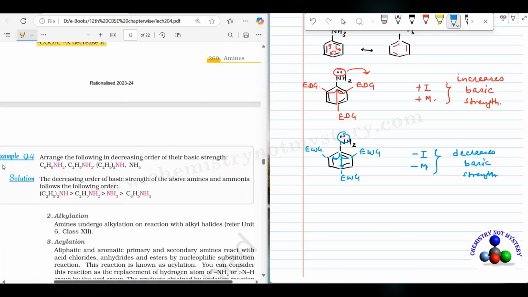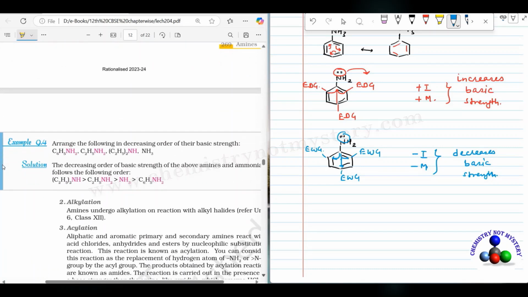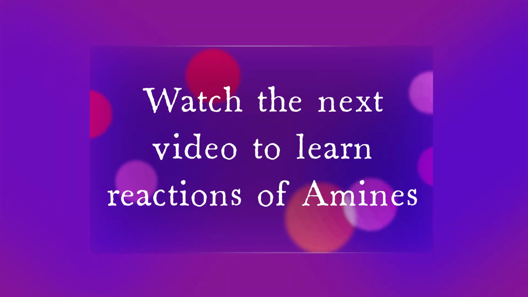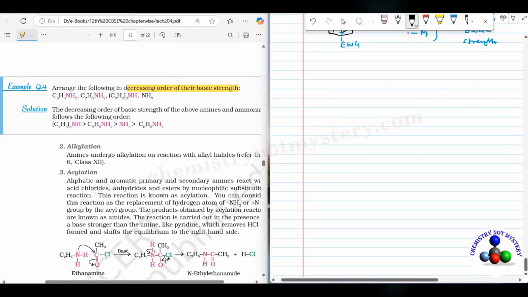Now let's try to solve the question given here. Example 9.4. Arrange the following in decreasing order of their basic strength. First one is aniline, second is ethylamine, third one is diethylamine, and the fourth one is ammonia. First of all, draw the structures of these amines. So first one is aniline. Here this is benzene bonded to NH2. This is aniline. Second structure is ethylamine, C2H5NH2.